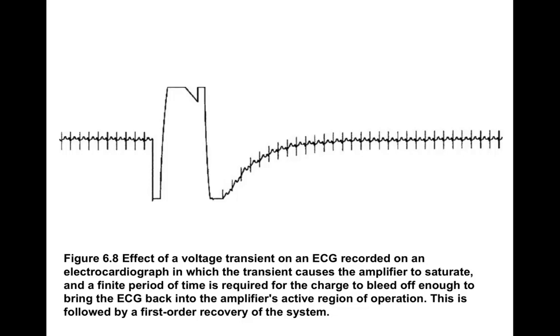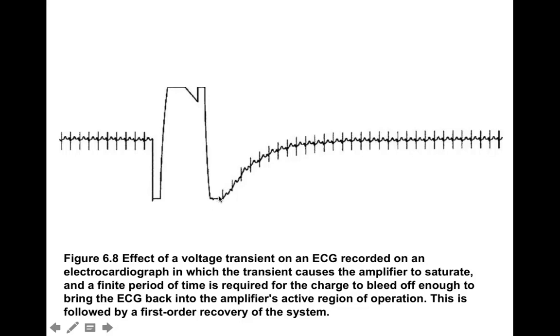So the first thing that's shown here in this figure is the effect of a voltage transient on an ECG. And in this case, the voltage transient was quite large, so large that it caused the amplifier to saturate. So you can see that first the amplifier saturated in the negative direction and then in the positive direction, a little bit of a squiggle here. Then it saturates again in the negative direction.